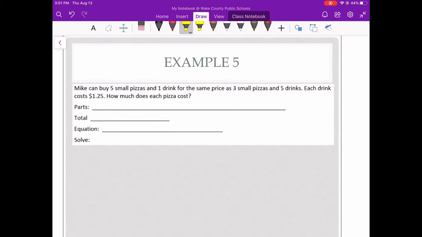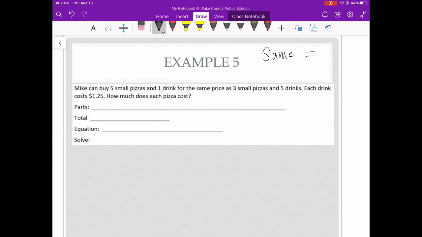Mike can buy 5 small pizzas and 1 drink for the same price as 3 small pizzas and 5 drinks. Same price. Well, what's another word for same? Well, that would be equal. Okay? So that's telling you the equation right there. He's telling us that 5 small pizzas and 1 drink is equal to 3 small pizzas and 5 drinks.